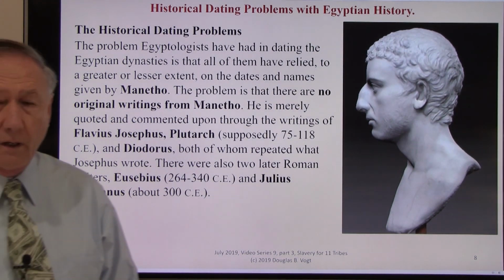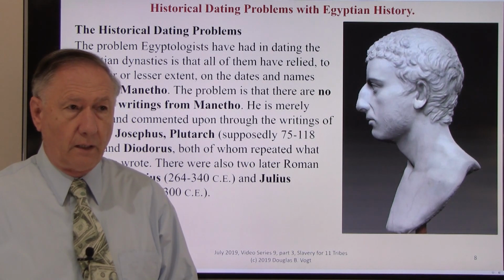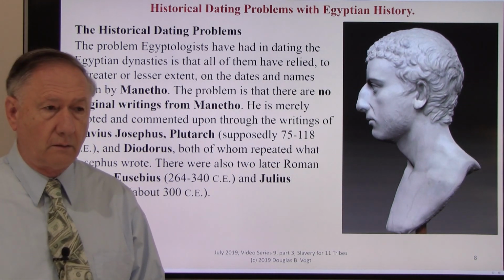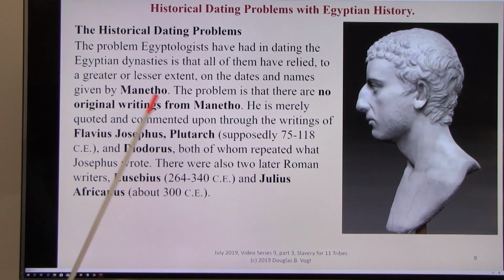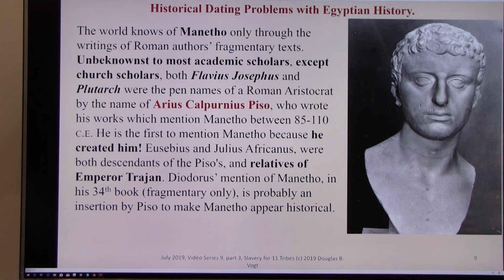Historical dating of Egyptian history is basically that archaeologists and theologians rely a lot on the writings of Manetho. But there are no original writings of Manetho whatsoever. They're all found within the writings of Flavius Josephus, Plutarch, Diodorus, those are probably insertions by later Romans, Eusebius and Julius Africanus, about 264 to 300. Actually, Julius Africanus is mentioned in Eusebius. So the world knows Manetho only through the writings of this Roman writer and only fragments, unbeknownst to most academic scholars, Valerie, except church scholars.